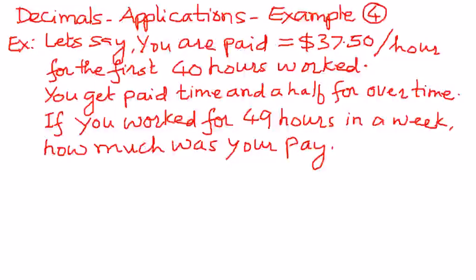Let's say you are paid $37.50 per hour. You get time and a half for any overtime over your 40 hours week. If you worked 49 hours in a week, how much was your pay? That is the question. How much was your pay?